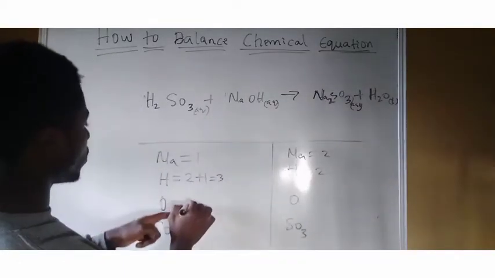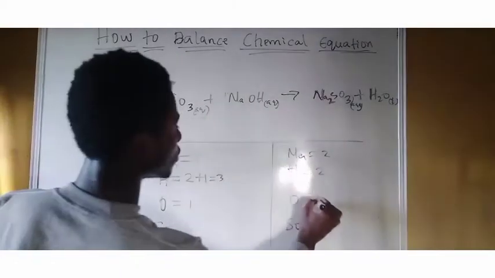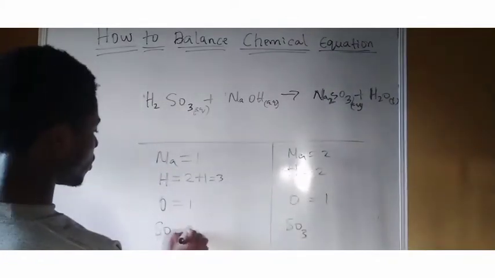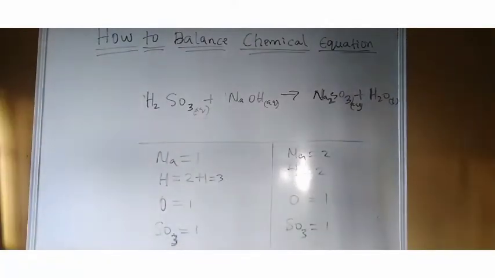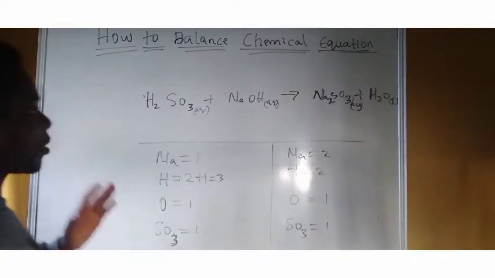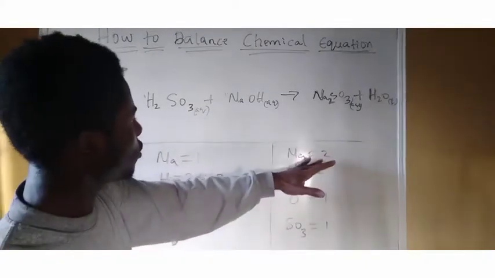Then oxygen, we have 1. We have 1 here. And we also have 1 here. So now, SO3 we have 1 on this side of the equation, and SO3 we also have 1. So now, let's start by balancing the sodium rather. So now, on the equation we have 2 sodium.